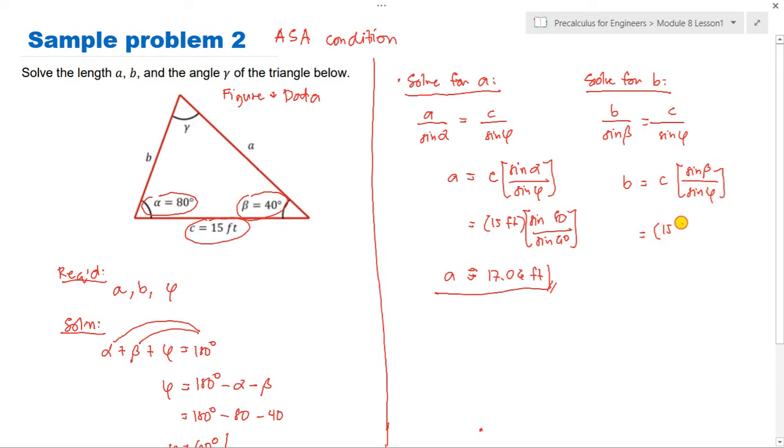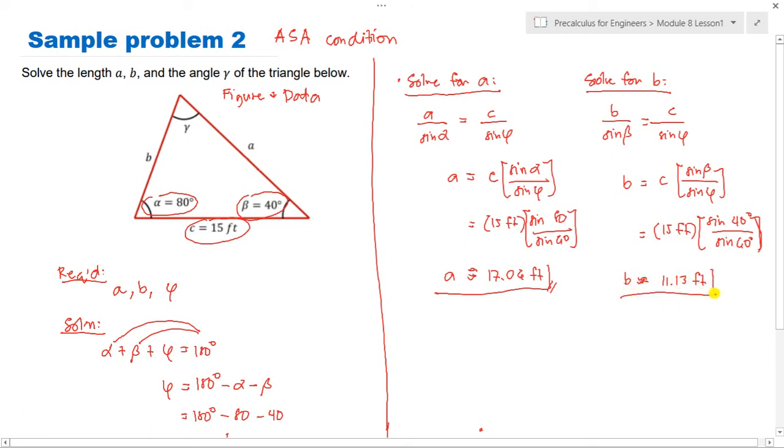Substituting the values, that is 15 feet multiplied by the sine of beta. Beta is 40 degrees all over sine gamma, that is sine 60 degrees. So simplifying, we have 15 multiplied by the sine of 40 all over the sine of 60. So the answer is approximately 11.13 feet. This is for side B. Therefore, mao na siya atong mga answers. So again, if naa tay condition nga angle-angle side and angle side angle, then makagamit ta sa law of sines.